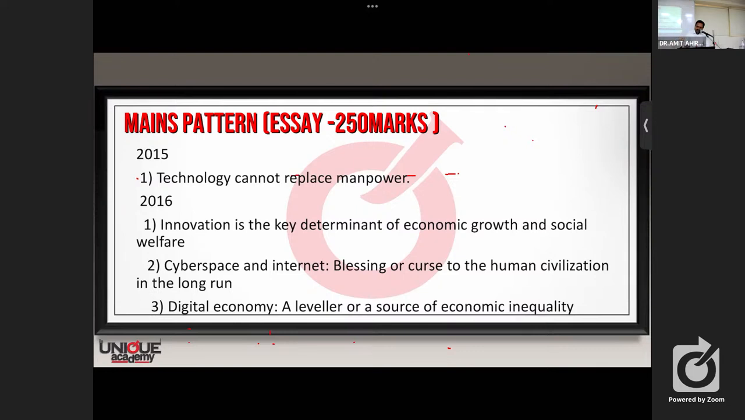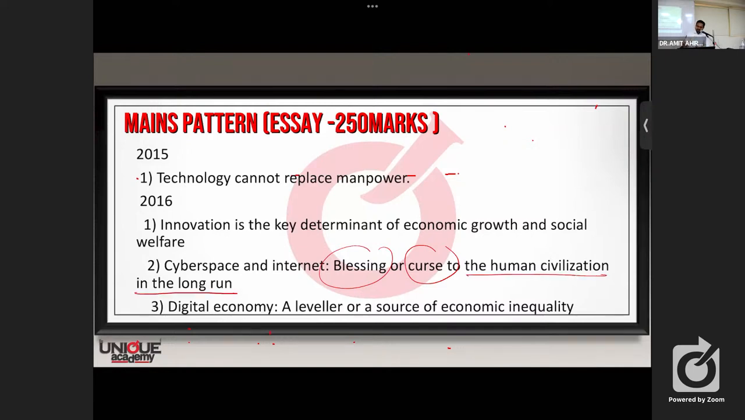Or human resource. Another essay was there in 2016: Innovation is a key determinant of economic growth and social welfare. Now you need to think about what are the innovations that would bring economic growth and social welfare. Next topic was cyberspace and internet, blessing or curse to the human civilization in the long run.